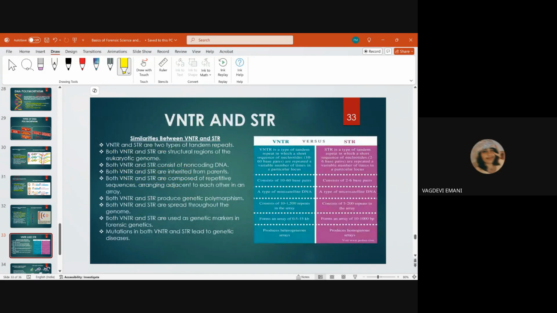Yes, ma'am. Take a screenshot or a photo of this page. This thing comes in your competitive exams. Difference between VNTR and STR. You will be encountering this for any MSc entrance exam or any UGC NET exam or any other competitive exam that you will undertake in case of DNA at least. It's important. Take a screenshot or a photo of this page, right?